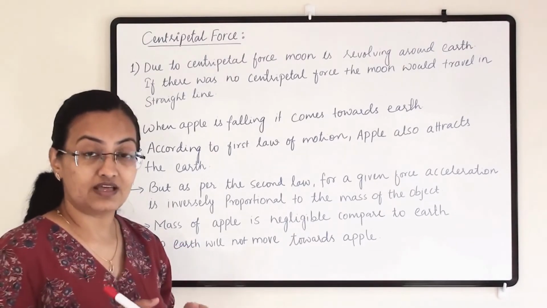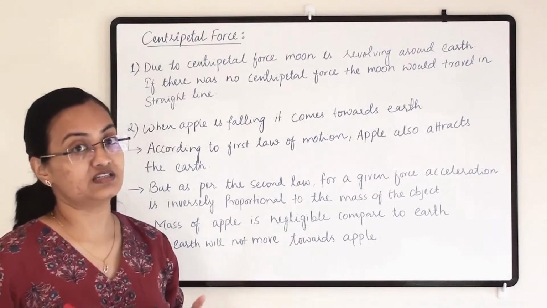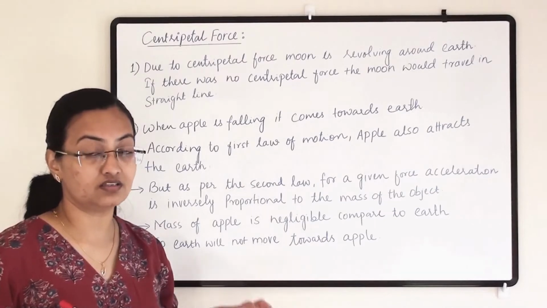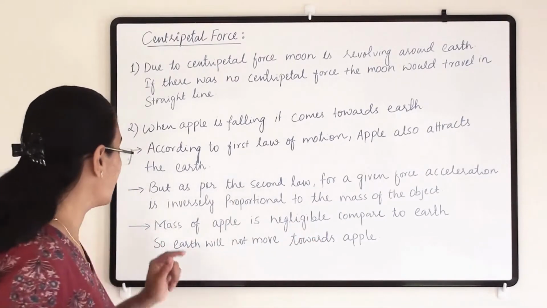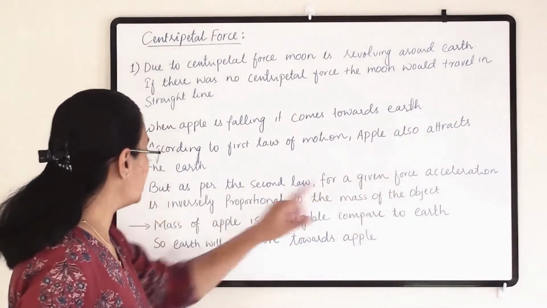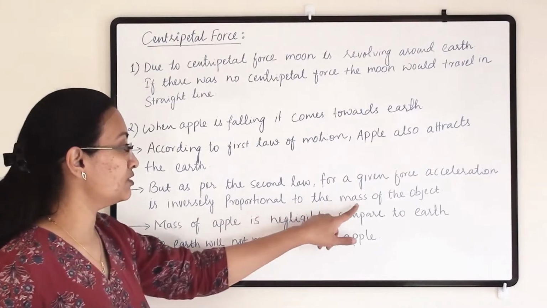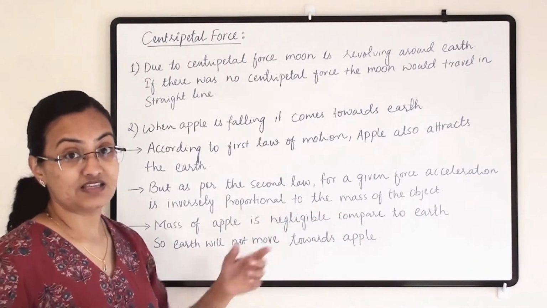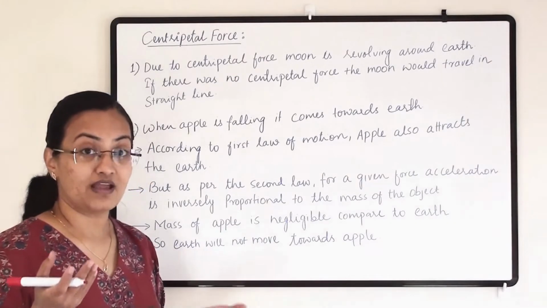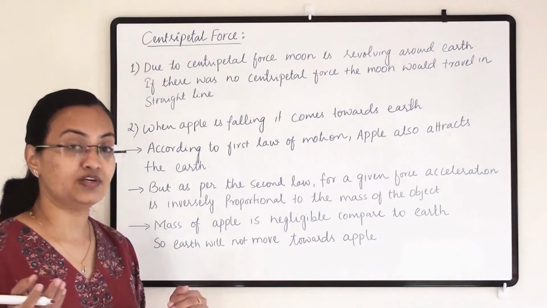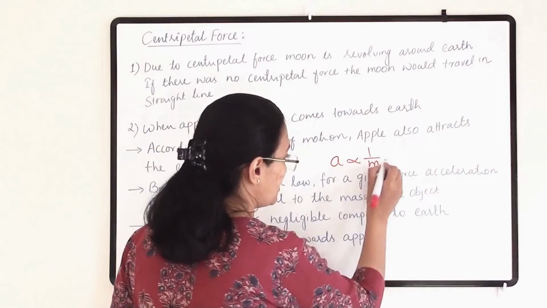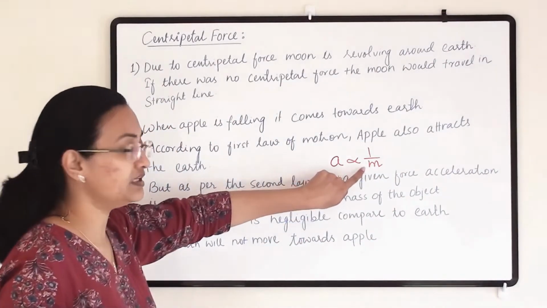So on that basis, the apple will also attract the earth towards itself. But why is the apple going towards the earth and not the earth towards the apple? The reason is that as per the second law, for a given force, acceleration is inversely proportional to the mass of the object. So as mass increases, acceleration will decrease. So if one increases, the other decreases.